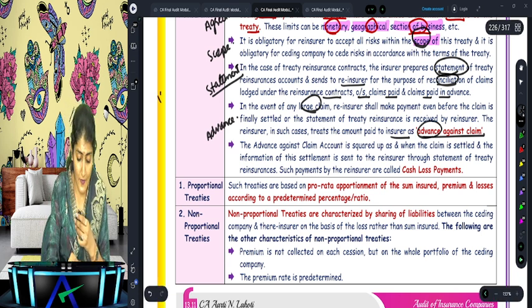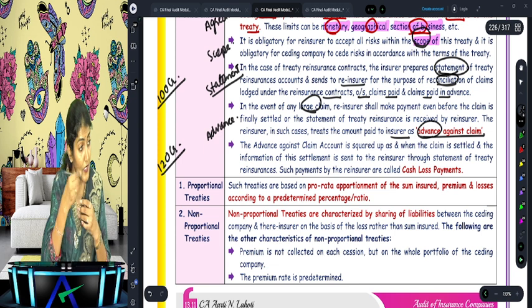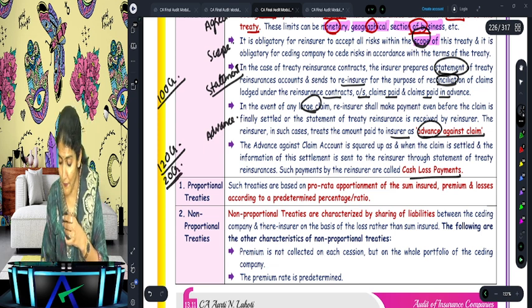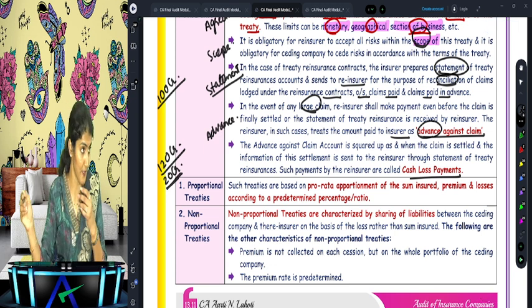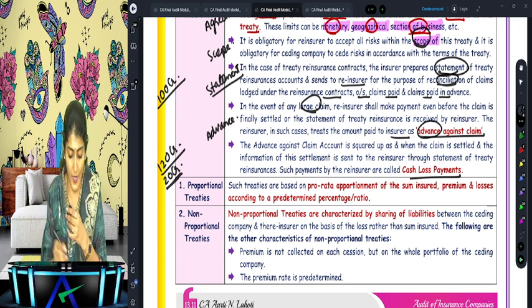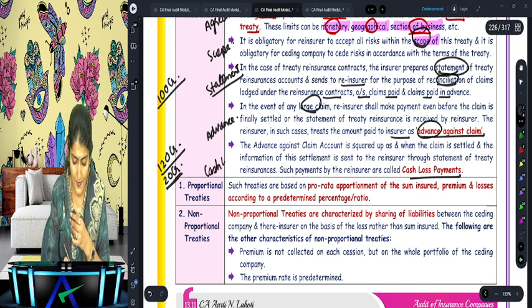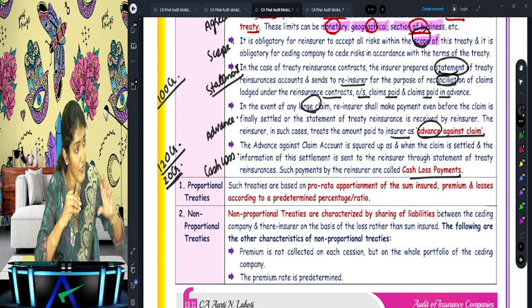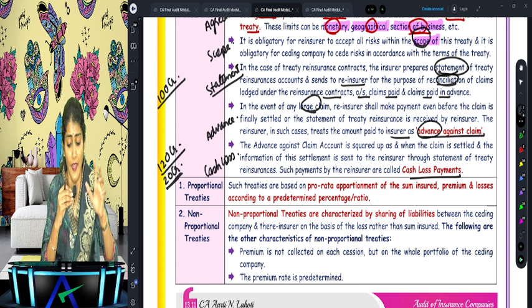So how much advance amount is paid? 100 crore. And say later on how much the actual liability came to? 120 crore. So now the reinsurer needs to pay how much? More 20 crore. This 20 crore is referred to as the cash loss payment. Are you understanding? Right. So loss means it's not literally a loss. They just use the terminology over there called the cash loss payment.